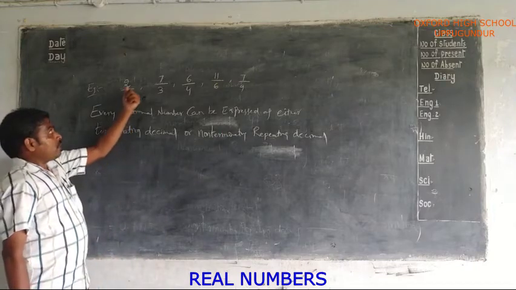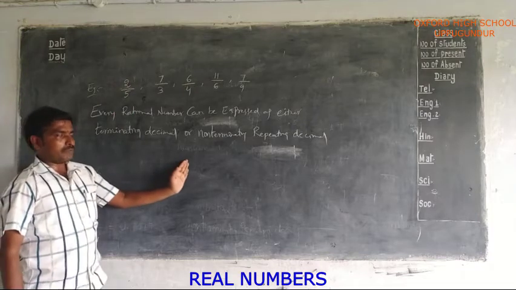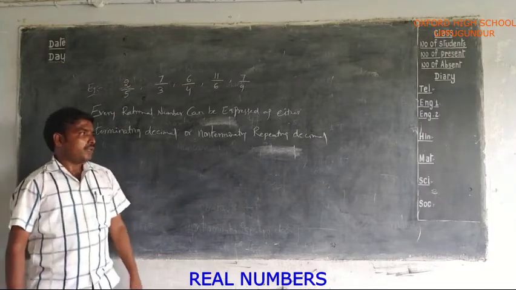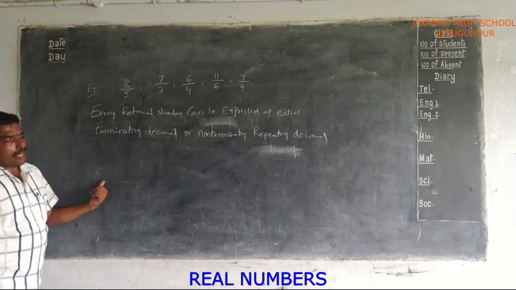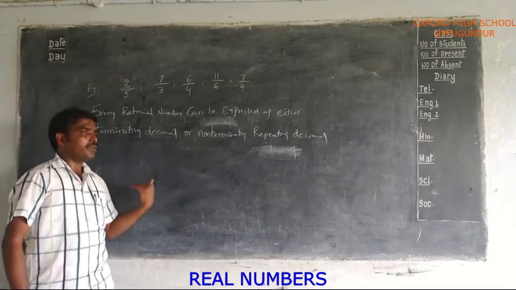Now we are expressing any rational number as a terminating decimal or non-terminating decimal. Now we can learn how those terminating decimals we can convert into rational numbers.